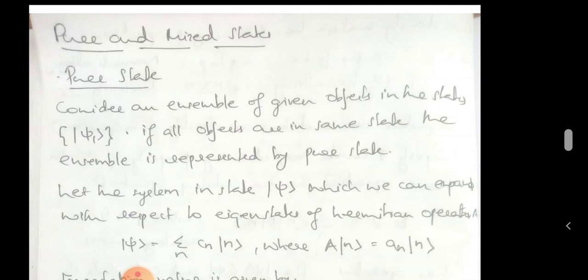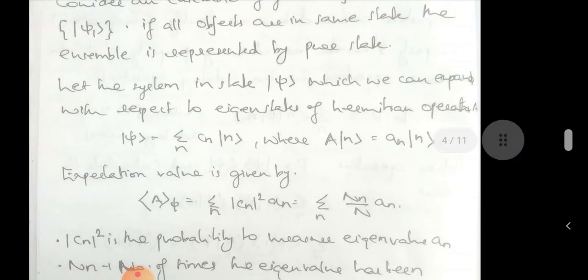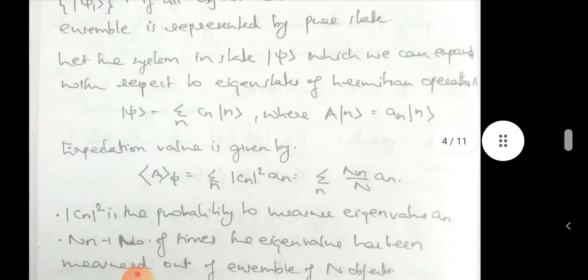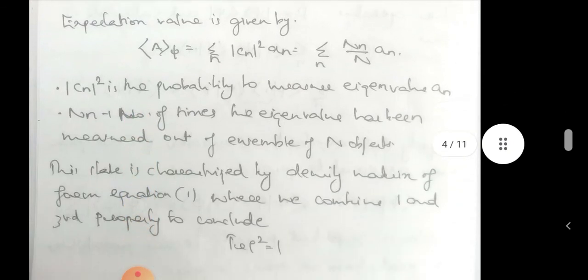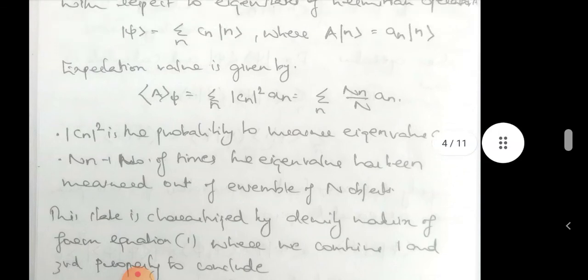So the state is actually characterized by the density matrix of our definition from equation 1, with the properties 1 and 4, that is, its projection and positivity. So we can combine property 1 and 3, that is actually the projection and normalization, to prove that trace of rho is always equal to 1.